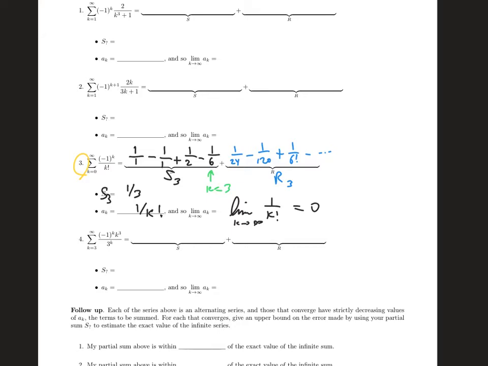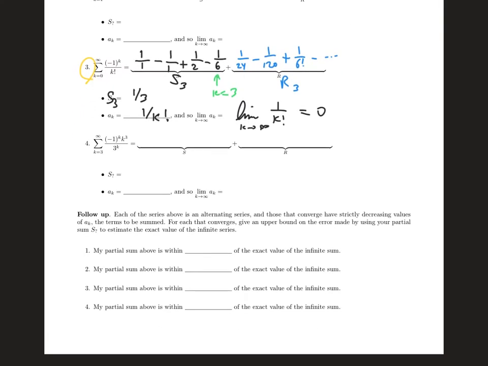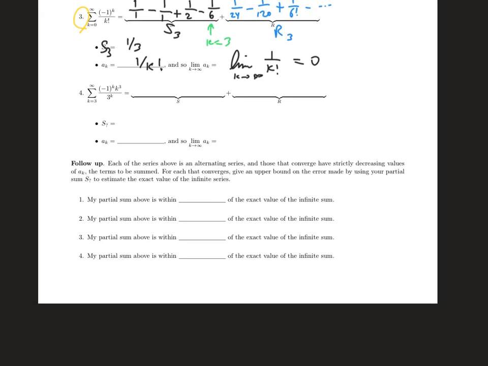In the follow-up, I'm being asked to try to give an estimate to these things. Remember the error bounds. The error bound for an alternating series is that, in this case, I want to know what's the biggest that r sub 3 could be. And the theorem says that r sub 3 is no more than a4. a4, remember, is right here. It's just the formula. So a sub 4 is just 1 over 4 factorial.